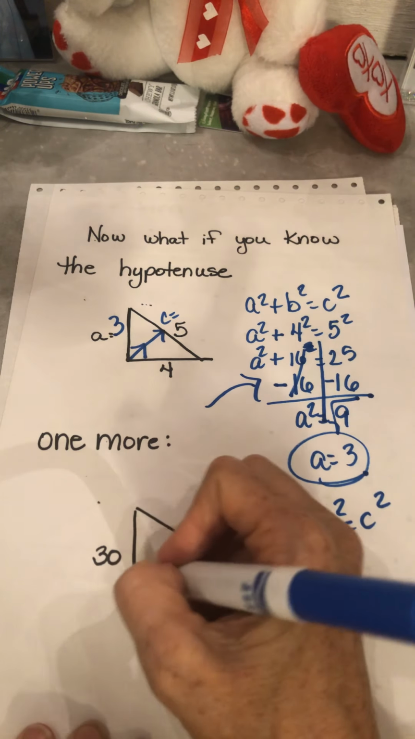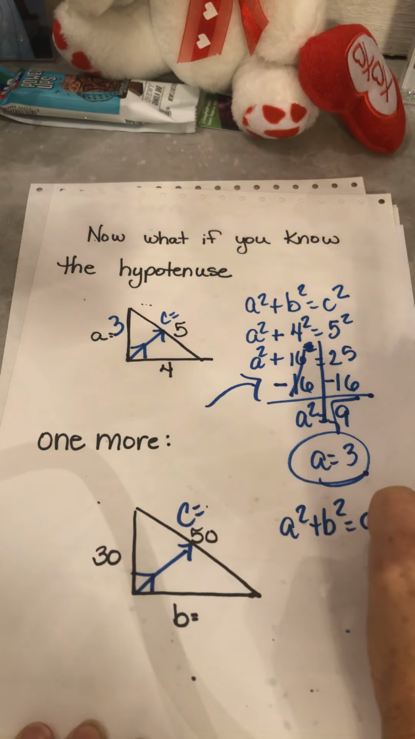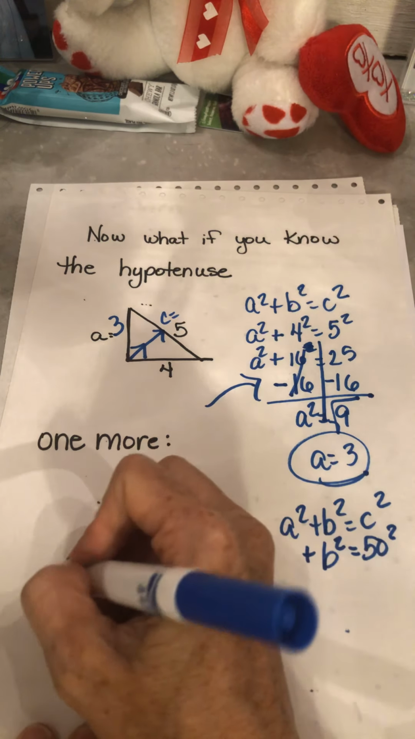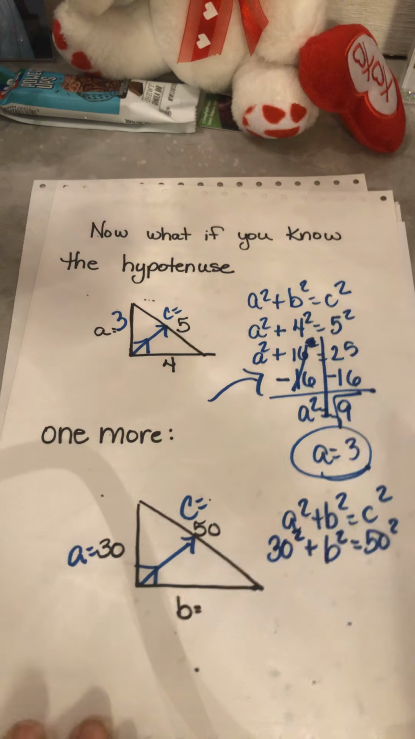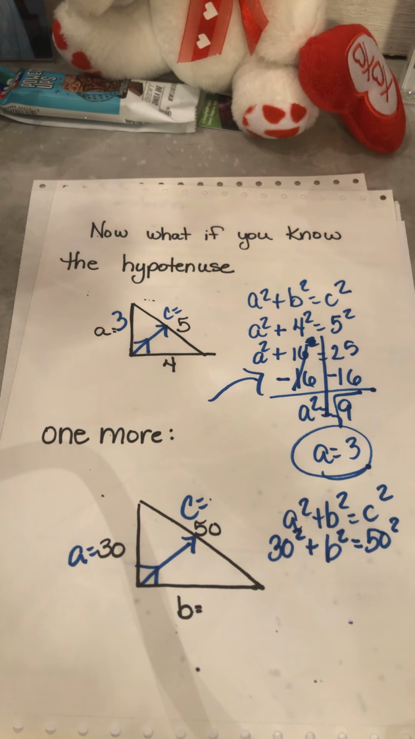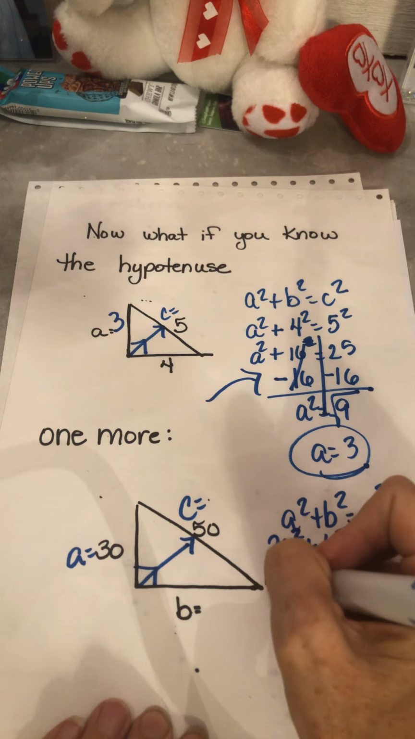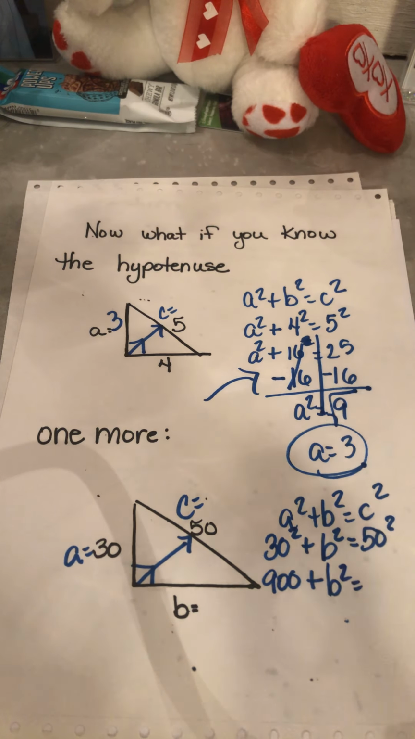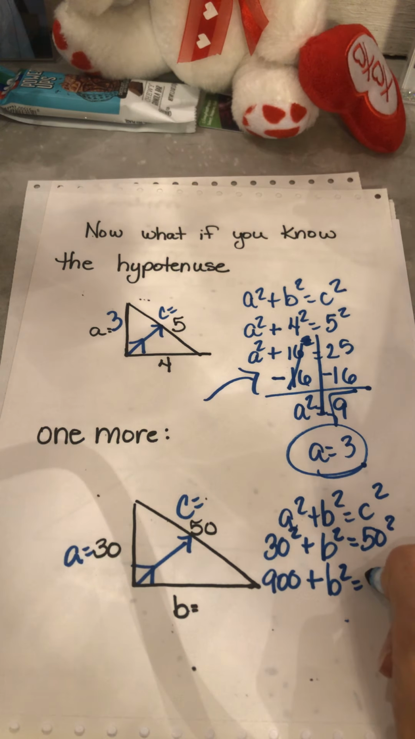All right, so across from the right angle is C, so that goes here. Apparently, I don't know my B, and this must be A. Well, 30 squared is 30 times 30. And I don't know my B, so that's going to stay the way it is. And then I've got to figure out what 50 times 50 is. And that's going to be 2,500.